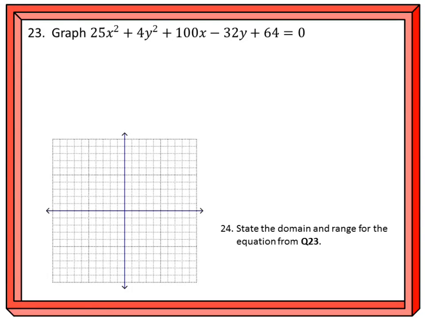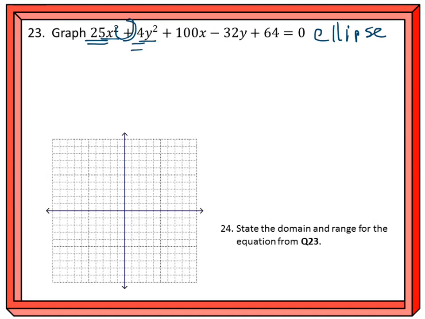Graph 25x squared plus y squared plus 100x minus 32y plus 64 equals 0. What shape is this going to be? Well, since we have an x squared and a y squared, and since they are separated by a positive, they're both positive, and they're scaled by different numbers, 25 and one of them being 4, then this means that we're going to have an ellipse.